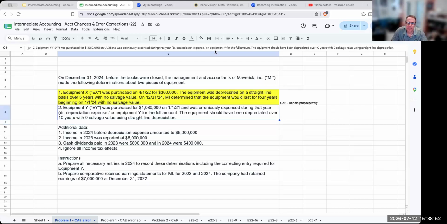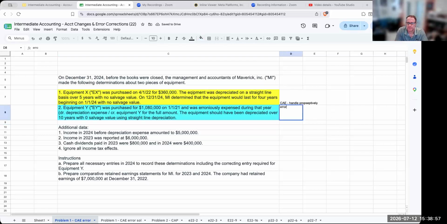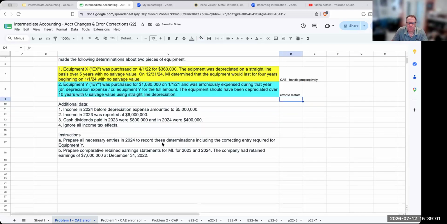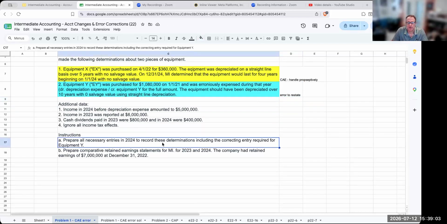So this is going to be an error, and we're going to have to go through and restate. Now we're asked to prepare all the necessary entries in 2024 to record these determinations, including the correcting entry required for equipment Y. And then we're going to prepare comparative retained earnings statements for 2023 and 2024. The company had retained earnings of $7 million at December 31st, 2022.